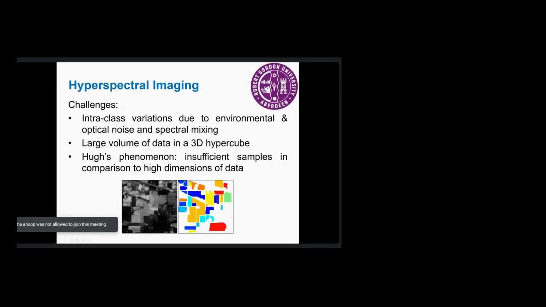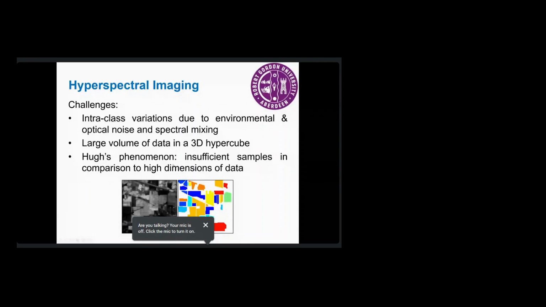Because we have the intra-class variation shown there, mainly due to environmental and optical noise, as well as spectral mixing. And spectral mixing is mainly caused by, as I said, low spatial resolution. And also the large volume of data, because of the 3D structure: we have to consider X, Y, and then times the number of bands. So that's a whole volume of data. It's a 3D structure. Also, we have the Hughes phenomenon, which means we have insufficient samples in comparison to the high dimensions of data.